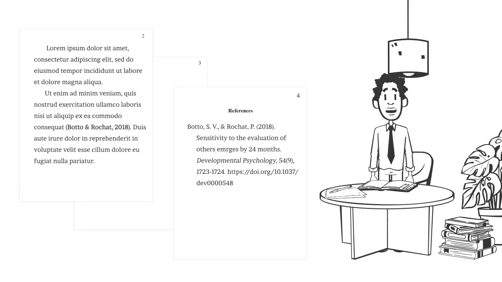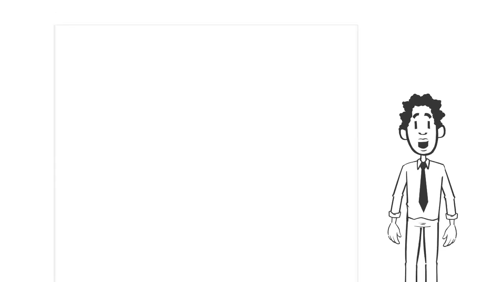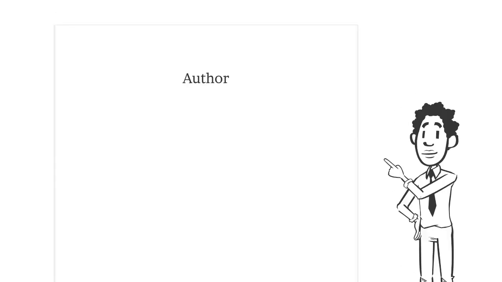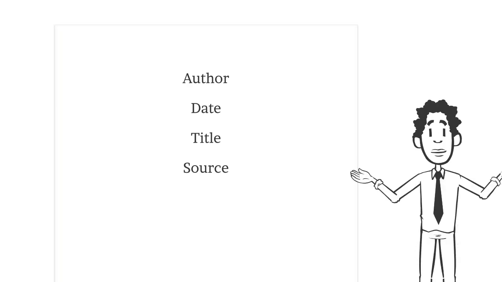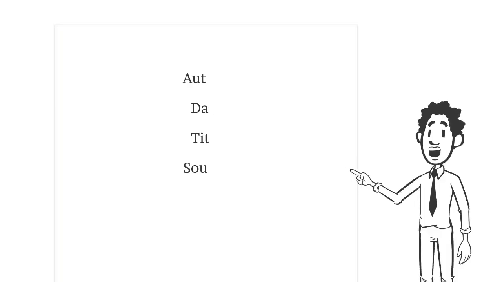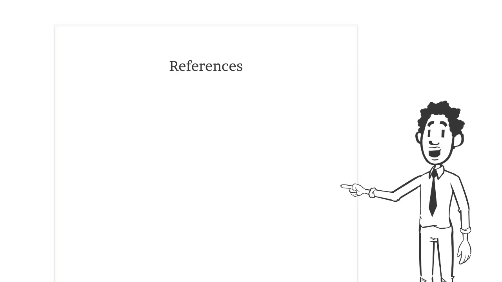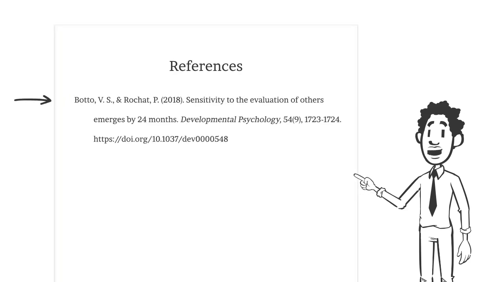What are the elements of a reference page? Let's find out. We have the author, date, title, and source. Let's see what a reference page would look like. The title will always be references, and it is centered in bold. The first line should stick to the left margin, and every subsequent line should be indented a ½ inch.